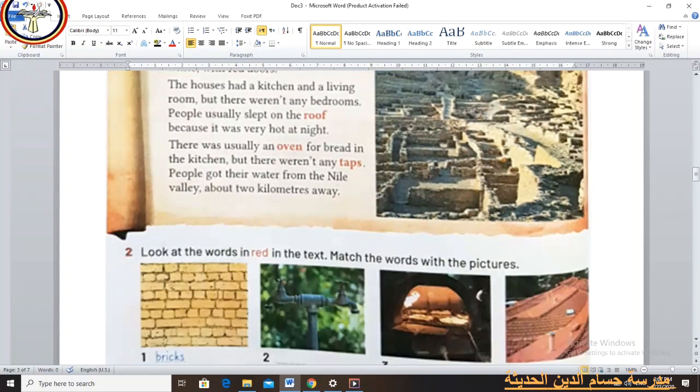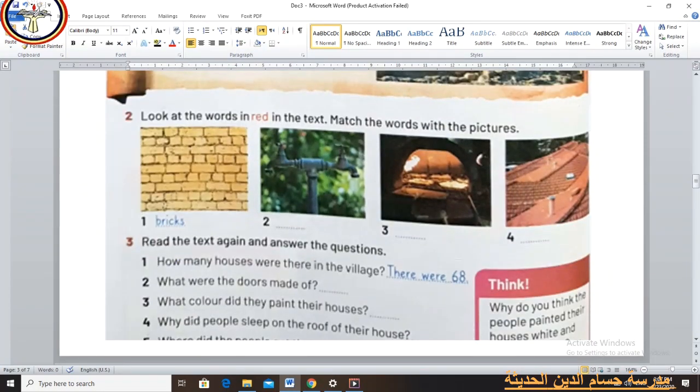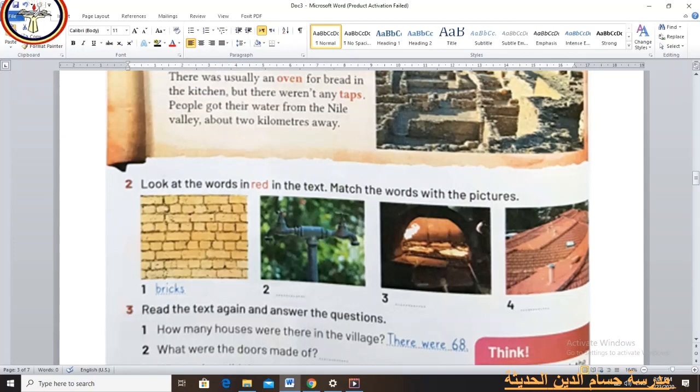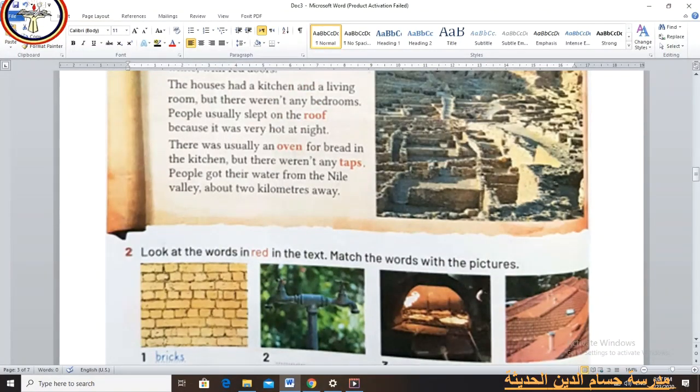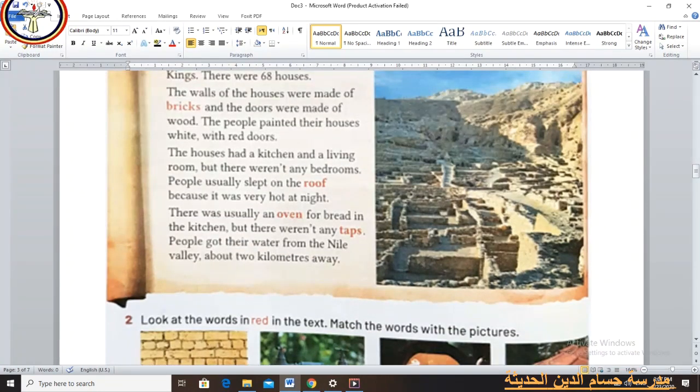Now, can we answer some questions together? The first question is answered for you. How many houses were there in the village? Of course, there were 68. What were the doors made of? Yes, Ahmad? Thank you, Ahmad. The doors were red.